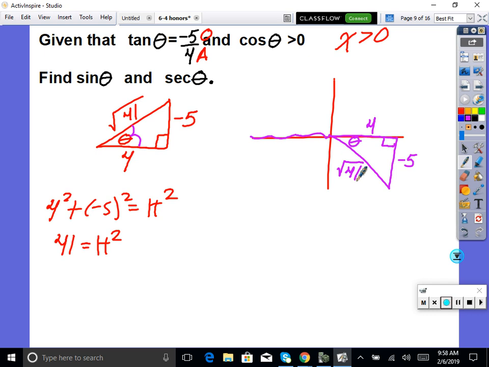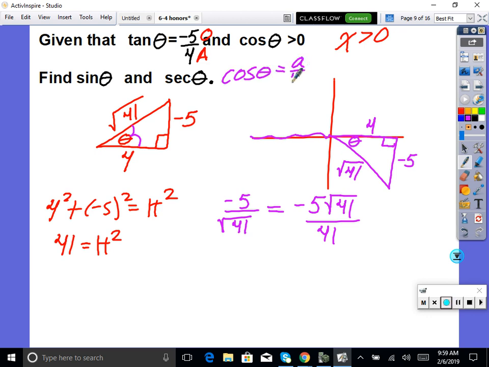And now we can answer. Sine is opposite over hypotenuse. Negative 5 over root 41. So our sine is negative 5 root 41 over 41. And then our secant is the reciprocal of cosine. Now cosine of theta is a over h, so secant is h over a. So our h over a would be root 41 over 4.